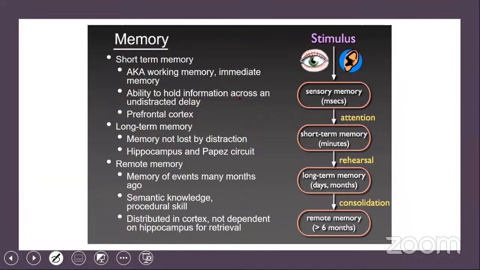That is the remote memory, the memory of events many months ago. The semantic knowledge is stored there, especially in the anterior temporal lobe and distributed in cortex. But to remember remote memory, you will not need the hippocampus or the Papez circuit. That means in Alzheimer's dementia, you can remember your date of birth, where you grew up, what your school was, but you may not remember what happened last week, what you did yesterday, or what you ate for breakfast. Recent memory impairment is the most characteristic feature of Alzheimer's disease.